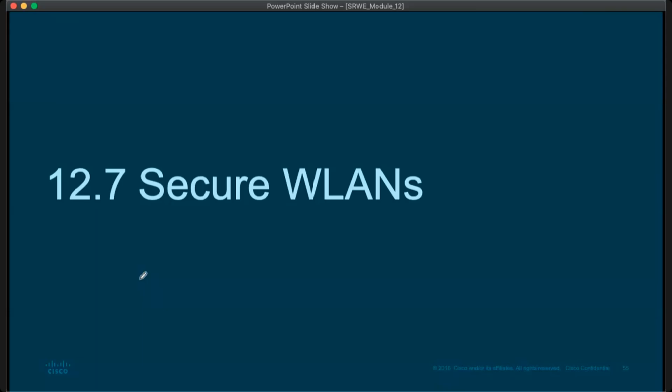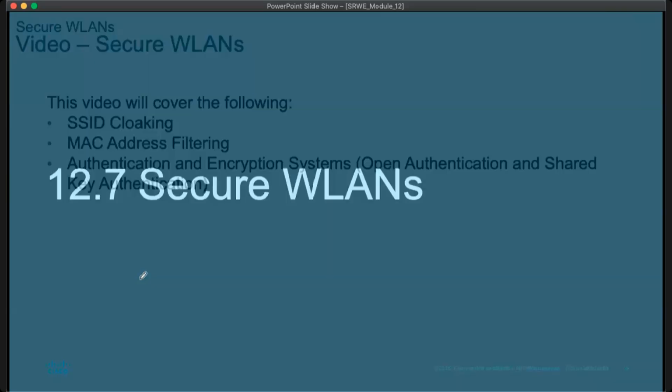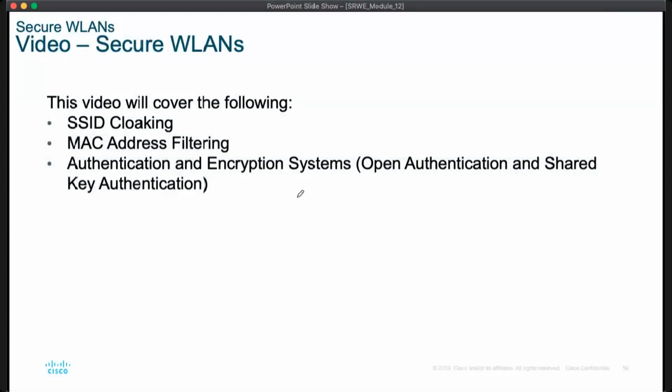Next, 12.7 secure wireless LAN. So this video will show the secure wireless LAN regarding SSID cloaking, MAC address filtering, and authentication and encryption systems for open authentication and shared key authentication.